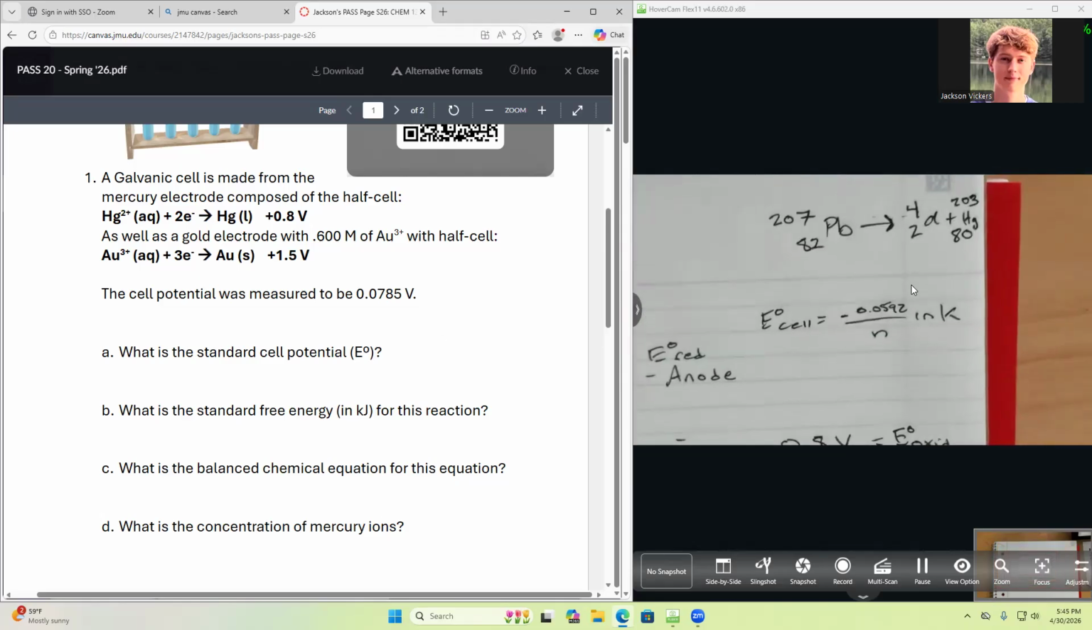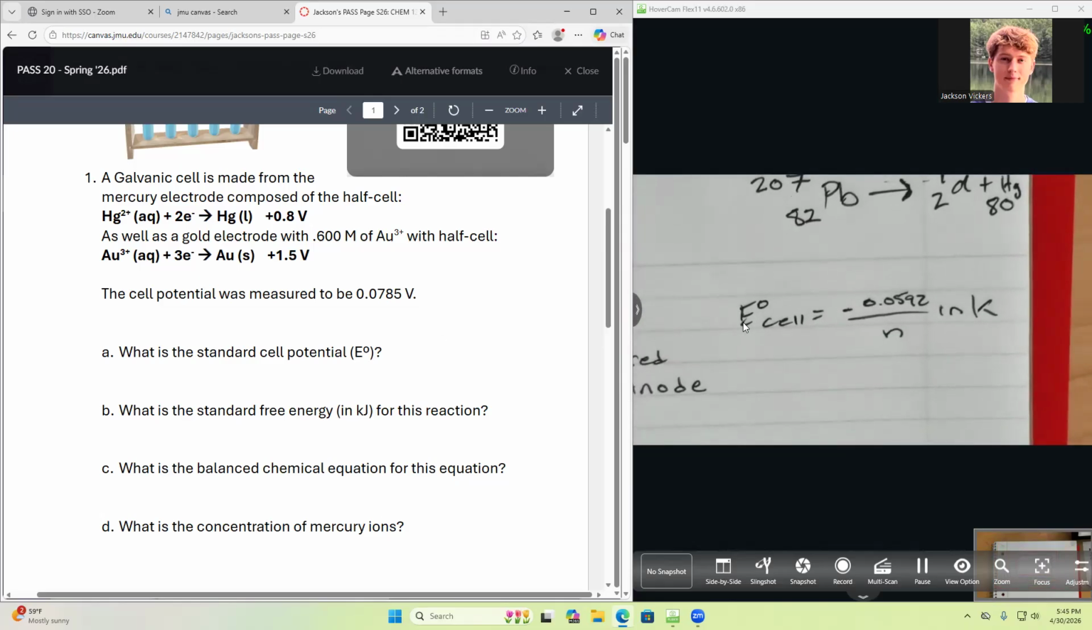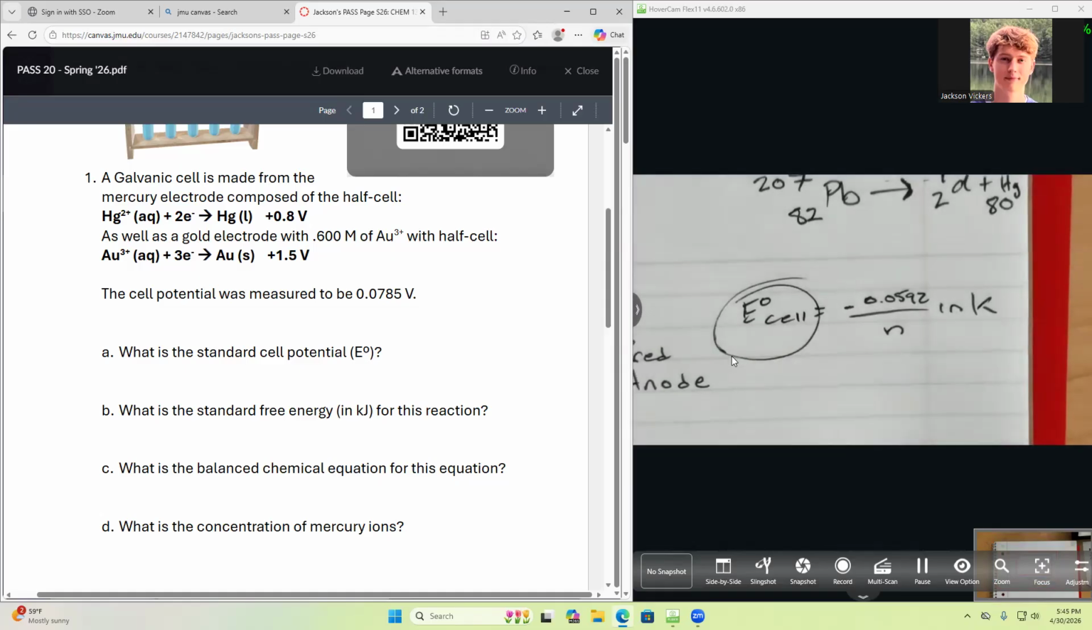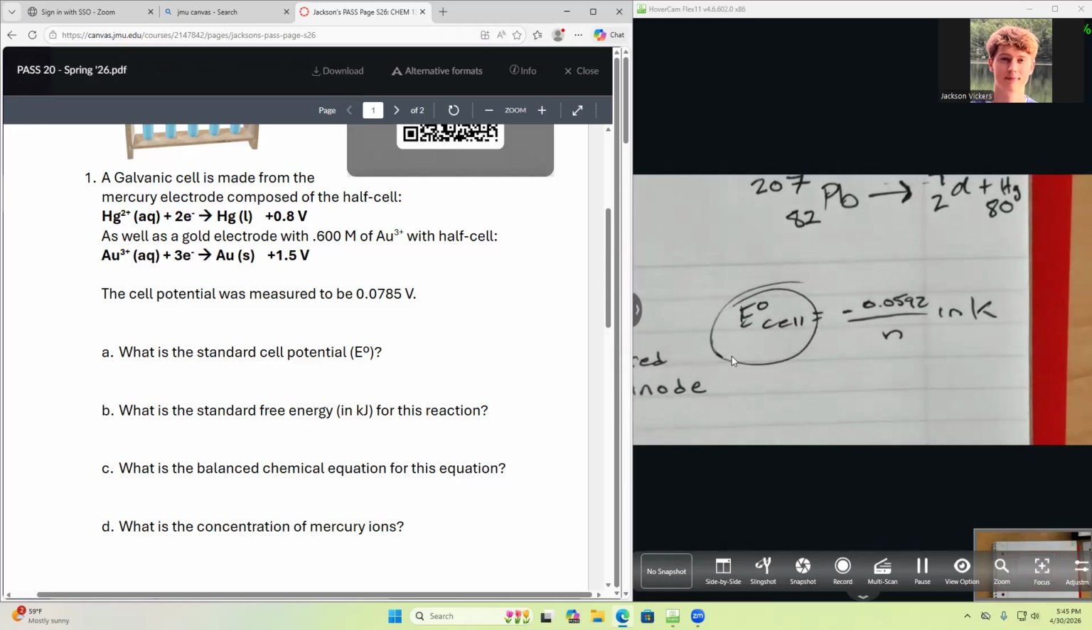So this is only for the standard cell potential. If we're dealing with K, remember K is always when we're at equilibrium. Q is at any point in time. It could be at equilibrium, it could not be. So if we're at equilibrium, we're going to be solving for the standard cell potential, so you can use this formula.